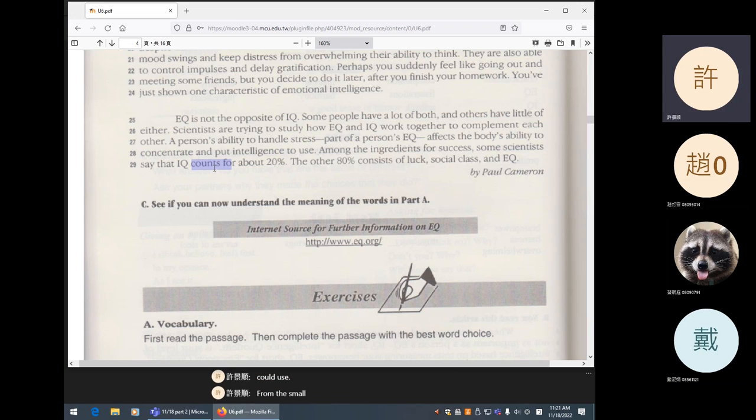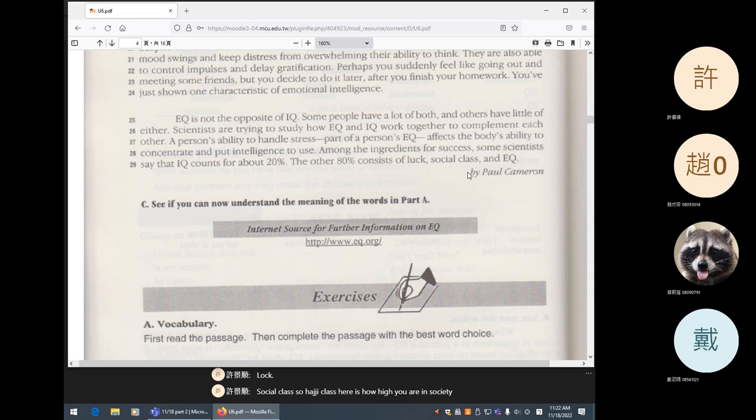from the small to the large. 由A组成B, A counts for B, or one part of B. This next sentence is the reverse, from large to small. 大由小组成, consists of. So in terms that we talked about last week, IQ makes up 20%, 80% is made up of luck, social class, 社会阶级, class here is how high you are in society, and EQ.